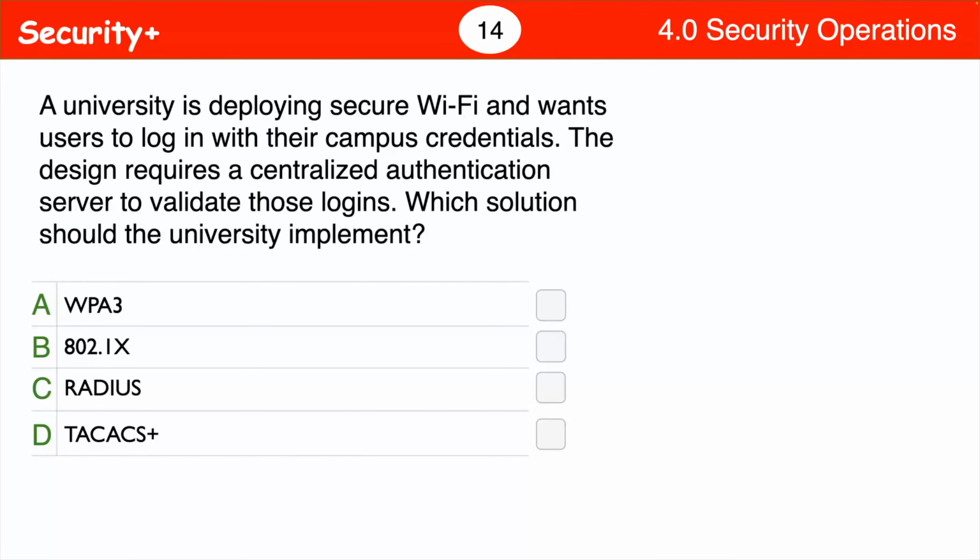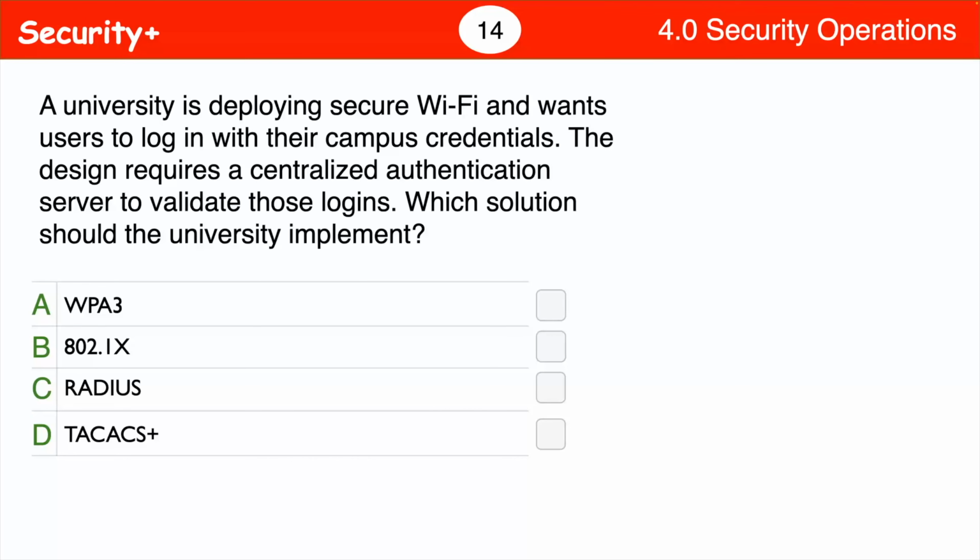Question 14. A university is deploying secure Wi-Fi and wants users to log in with their campus credentials. The design requires a centralized authentication server to validate those logins. Which solution should the university implement? A, WPA3, B, 802.1X, C, RADIUS, or D, TACACS+.